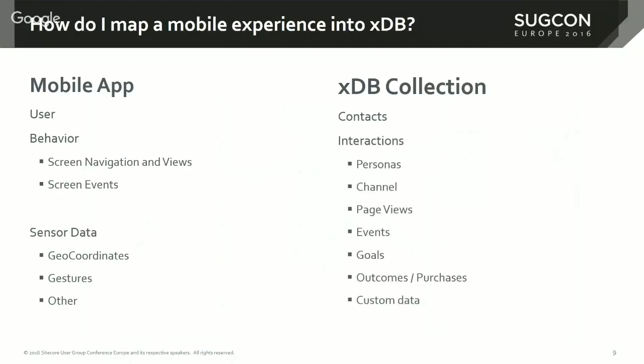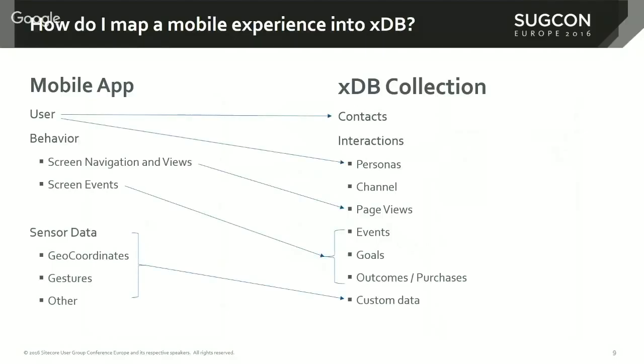xDB has eventually collected contacts and interactions. And interactions consist of a lot of elements of data. And so we could map these fairly easily from mobile app to xDB, as you see on the screen there. A user is, of course, a contact, that's pretty obvious. But also we collect personas and behavior profiles, and those can also help identify your user and map to your user as well.